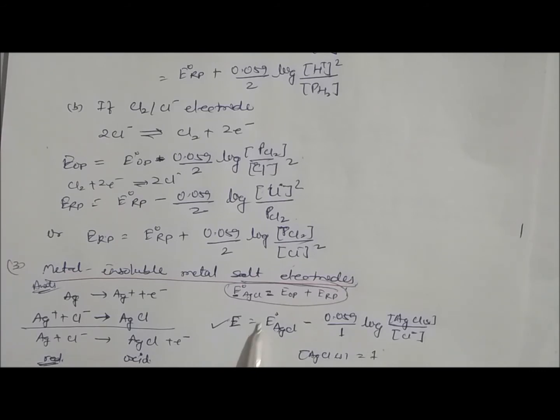So E equals E naught in AgCl minus 0.059 by 1 log of, we can see, silver and AgCl. AgCl is in solid state and silver is in aqueous state. So this is the whole value for the anodic reaction in an insoluble metal salt electrode.